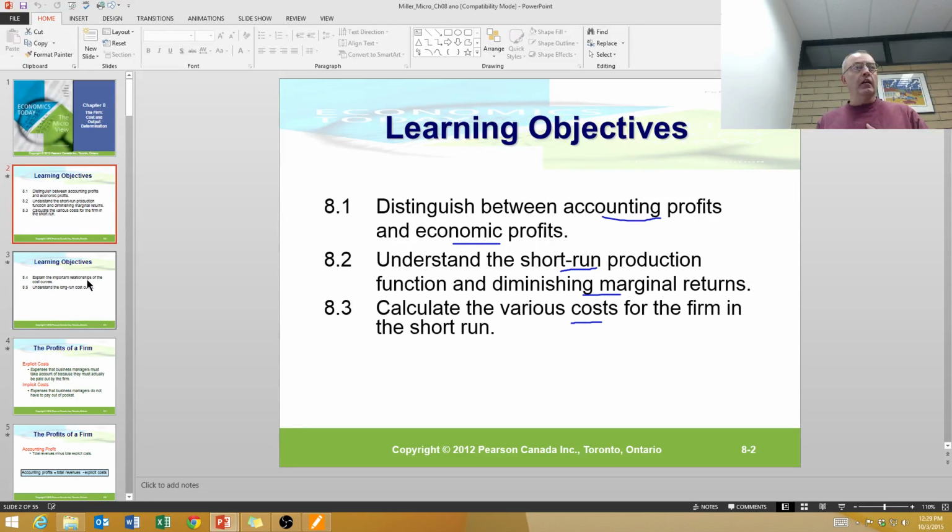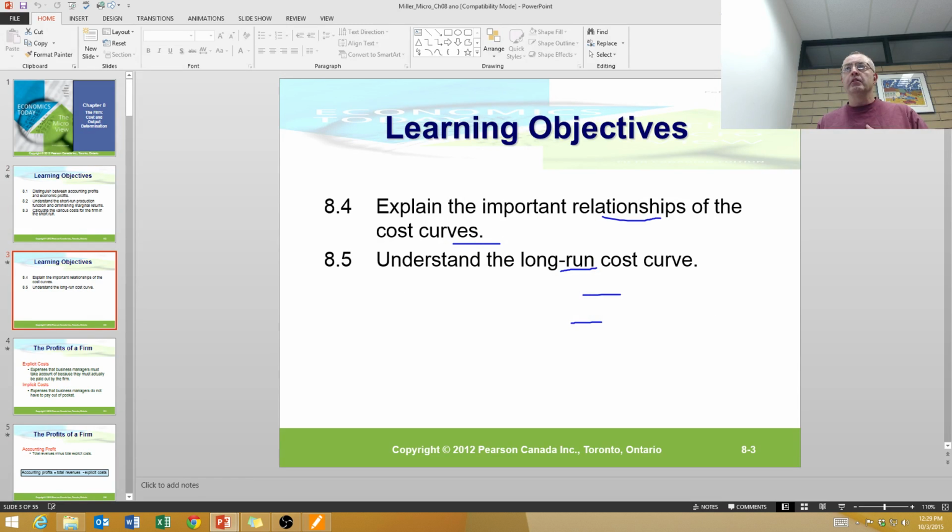Okay. What else do we look at in Chapter 8 here? We look at some relationships between these various cost curves. We're going to see how the marginal cost curve intersects the average variable cost curve and the average total cost curve at the minimum point of those curves. Anyways, we'll come to that, and then we look at the long run cost curve.